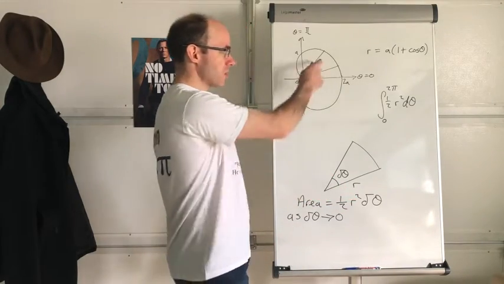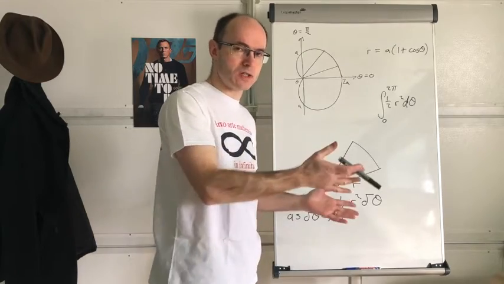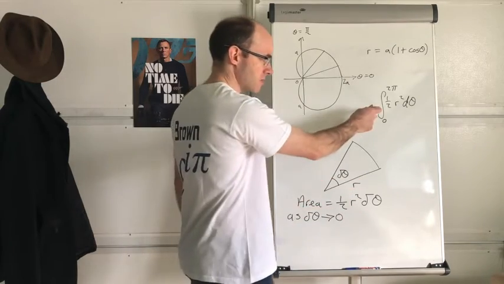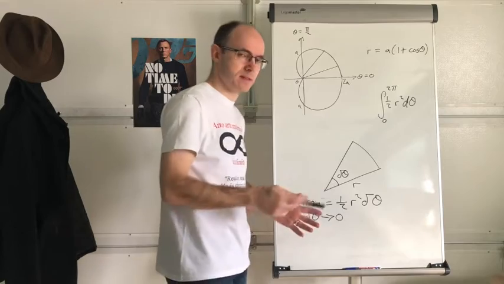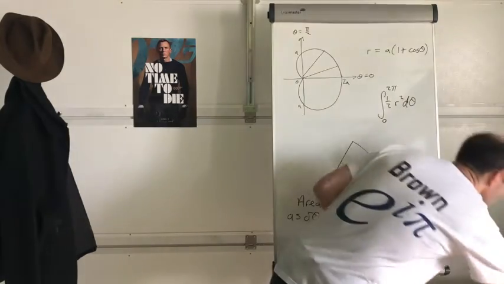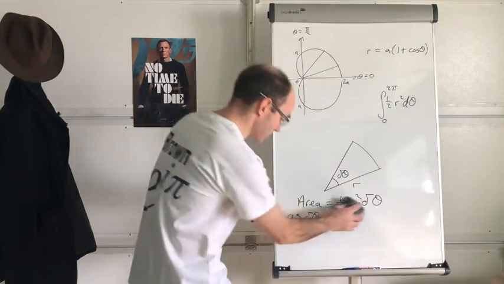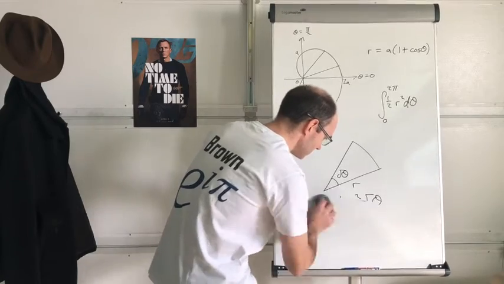So whenever you've got a graph drawn, if you've got an equation given to you, just integrate using half r squared d theta, and that gives you your answer. I'm going to do this with you now to show you exactly how that works. I'm hoping that made sense here.